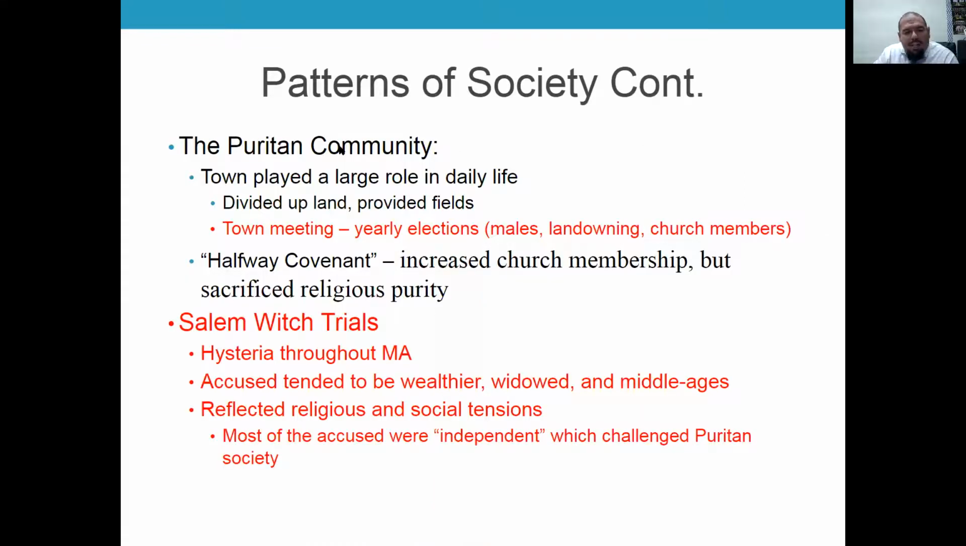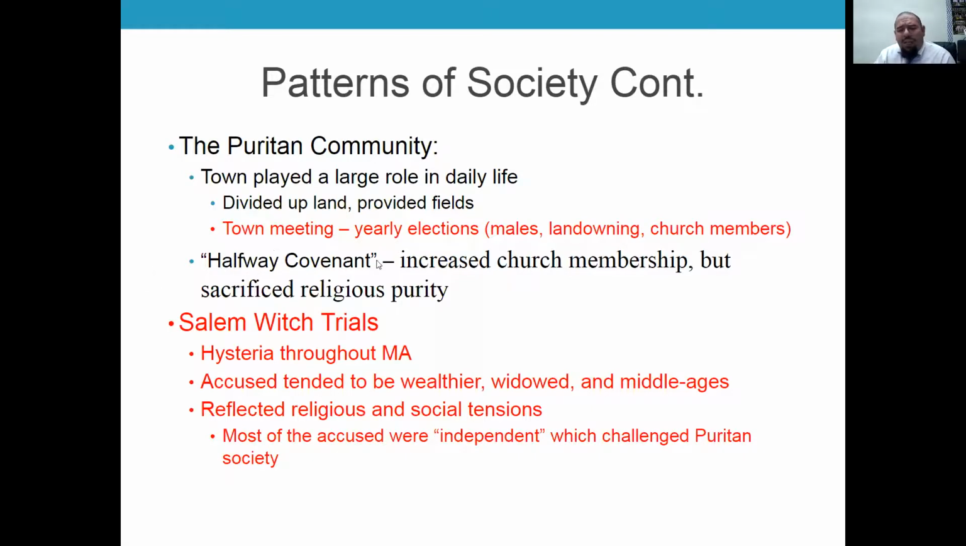Okay, Puritan community. The town, I just said this last slide, town played a large role in daily life. They divided up the lands, they provided fields. They also had town meetings, town halls, where they held yearly elections. However, the only people who could vote were males, landowners, and church members.